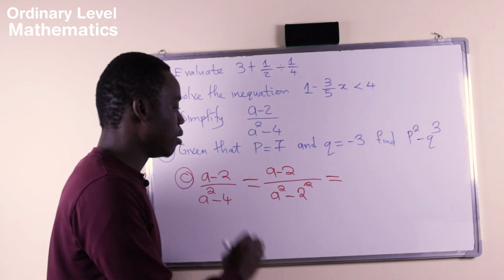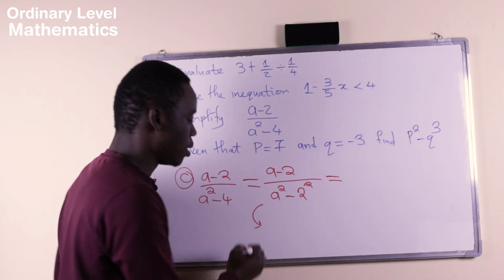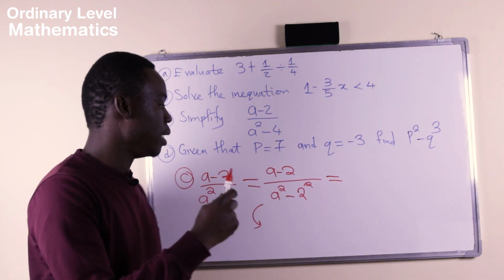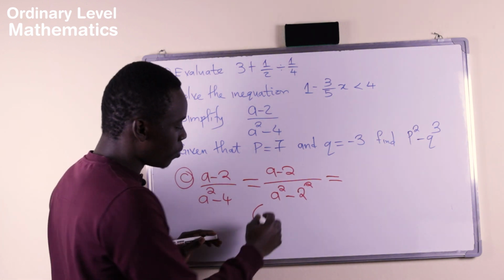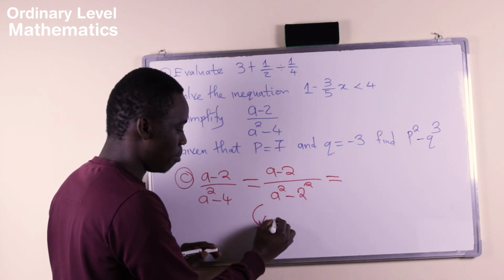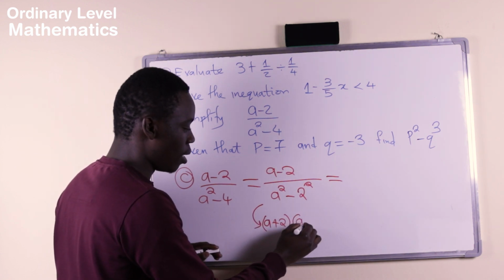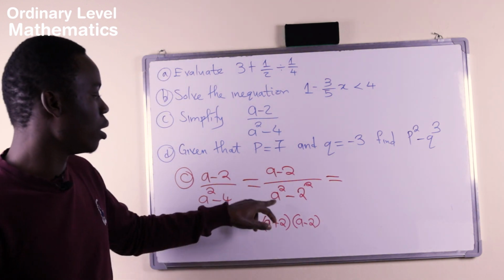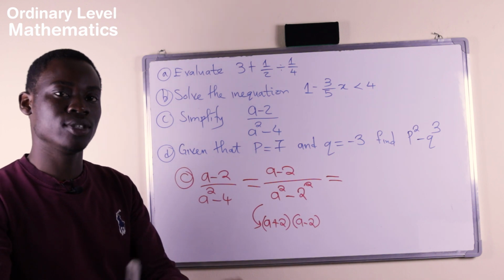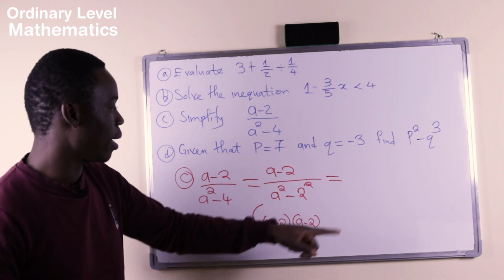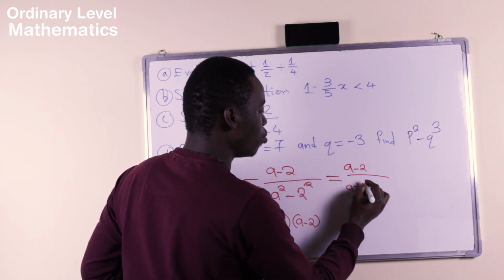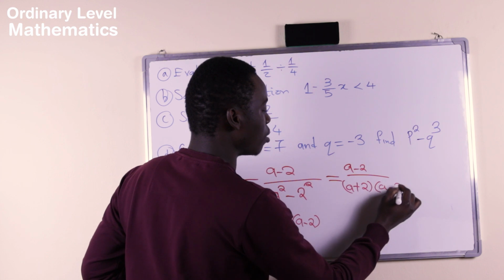two squares. Now the difference of two squares, as we stated, if you've not watched the video on the difference of two squares, you do, I'll put the link in the description below. So whenever you have the difference of two squares, this is a plus 2, a minus 2. So all you have to do is to get your values a, you add them, then in the next bracket you subtract them, a plus 2, a minus 2. So this is what we're going to write here: a minus 2 over a plus 2, a minus 2.